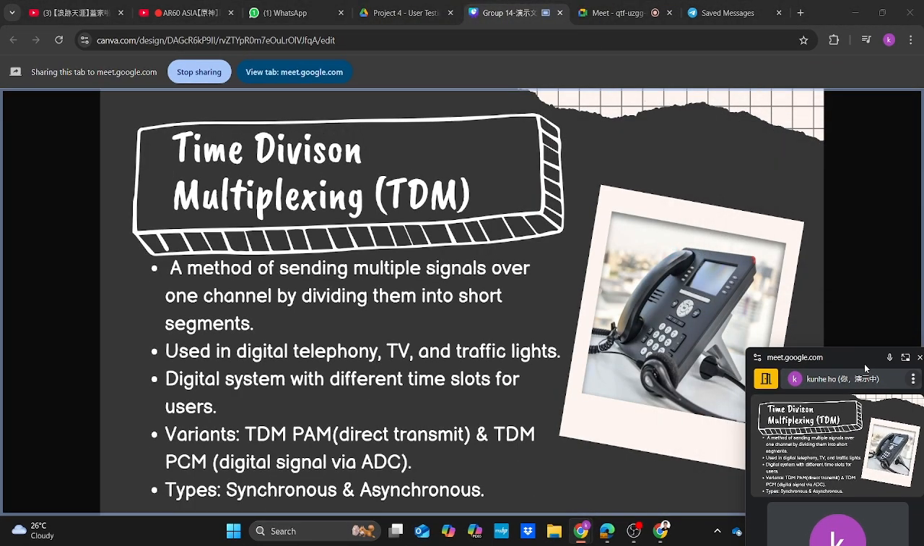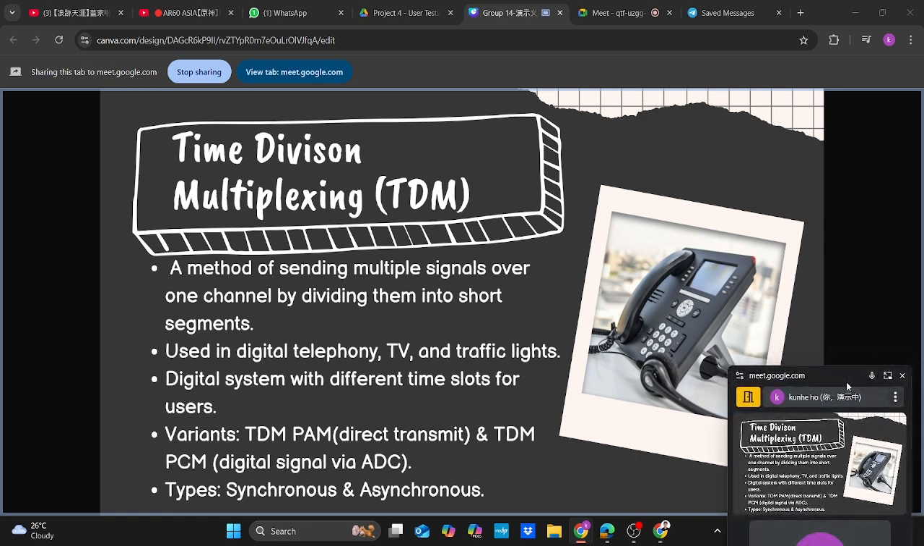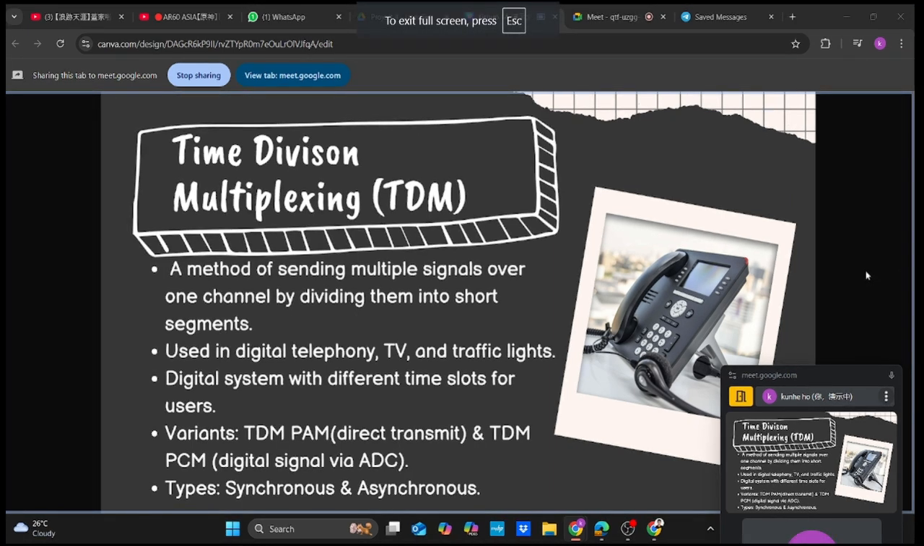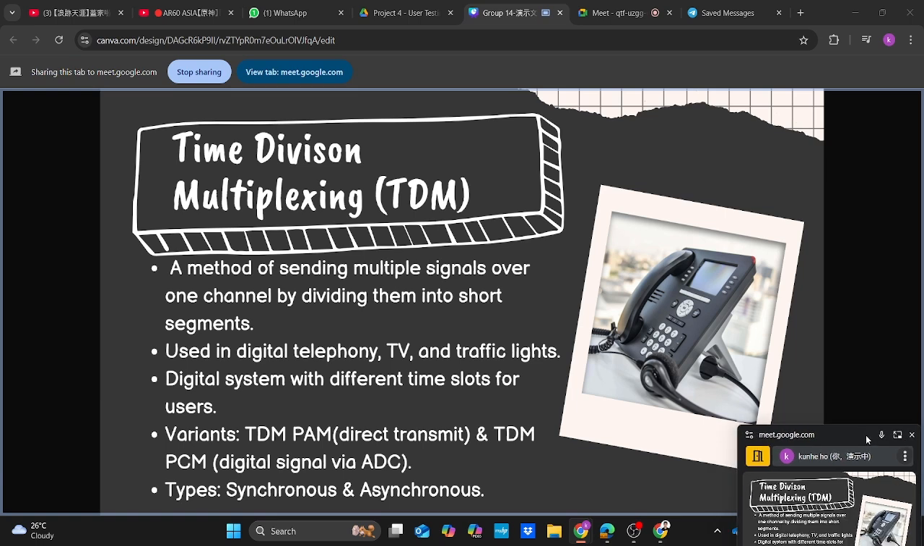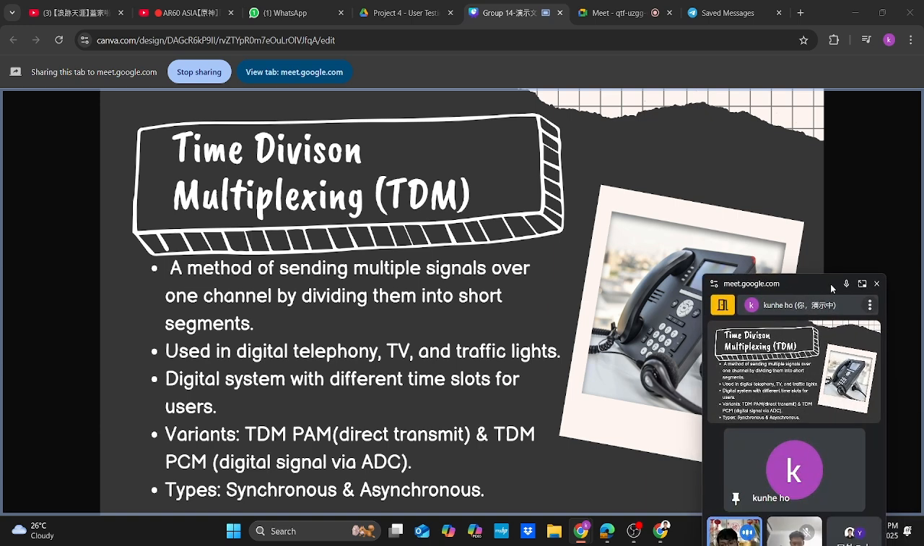Okay, so the TDM will, in other words, be the time division multiplexing. So this TDM is a method of sending multiple signals over one channel by dividing them into short segments. So it is usually used in telephones, TV, traffic lights. So the TDM digital system will be used in different time slots for the users. So the variants will be the TDM PAM, which is a direct transmit, and the TDM PCM, which is the digital signal via ADC. And TDM could be categorized into two types, which is the synchronous and asynchronous.